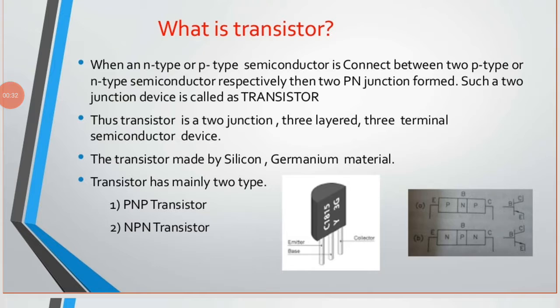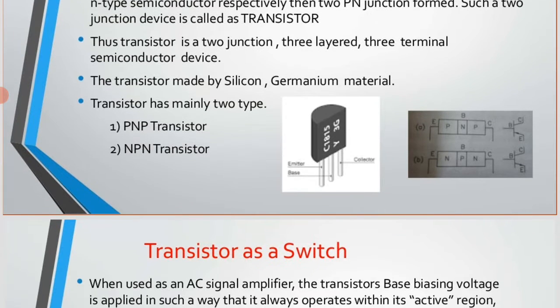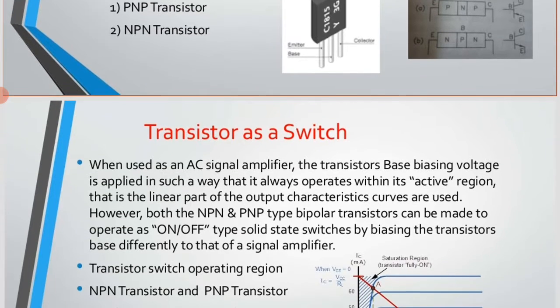First we see what is a transistor. When an N-type or P-type semiconductor is connected between two P-type or N-type semiconductors respectively, then two PN junctions form. Such a two-junction device is called a transistor. Thus, a transistor is a two-junction, three-layered, three-terminal semiconductor device. The transistor is made of silicon or germanium material. The transistor has mainly two types: first is PNP transistor and second is NPN transistor.